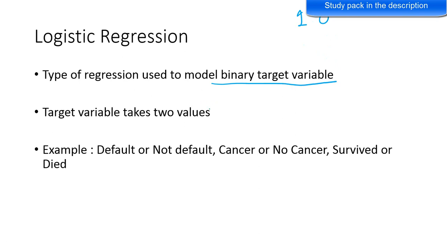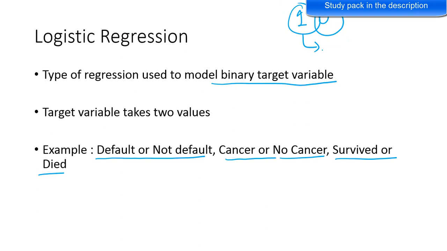What are the typical examples where you use logistic regression to build models? You want to find out the default or non-default status of a customer's loan, whether someone has cancer or doesn't have cancer, whether somebody is going to survive after an operation or going to die. For that kind of problem, you use logistic regression, which is able to classify data into two categories: one, which is the event of interest, and zero, which is not the event of interest.